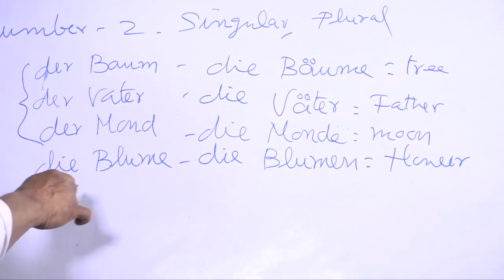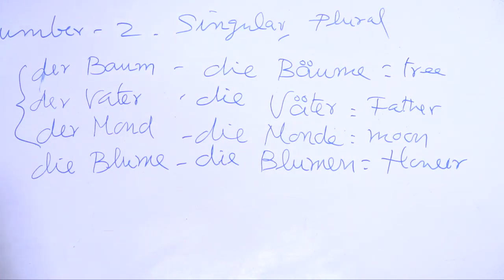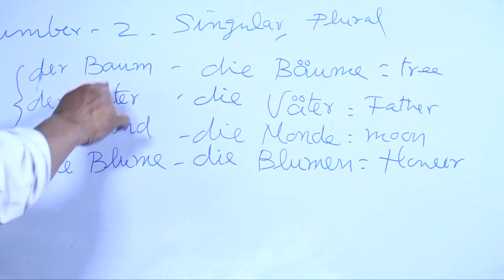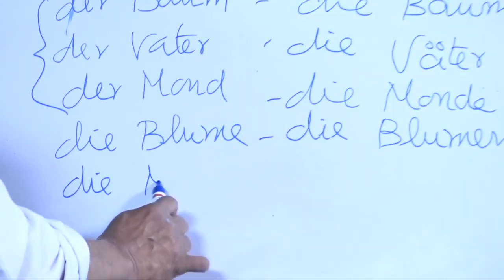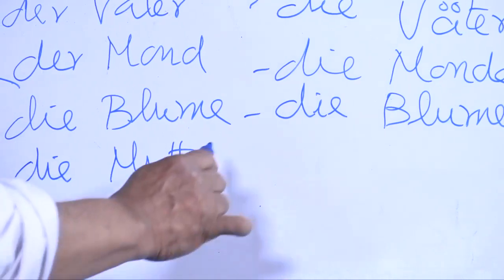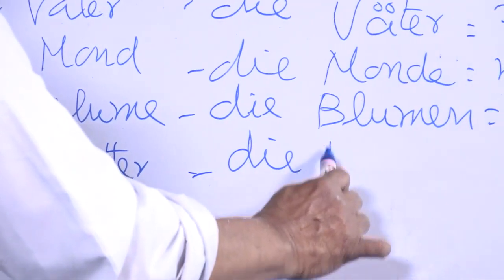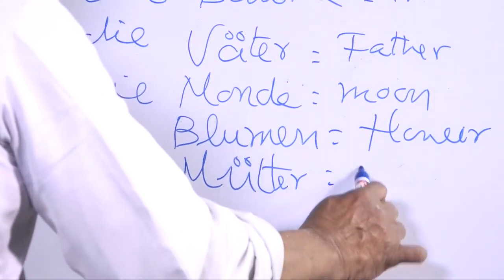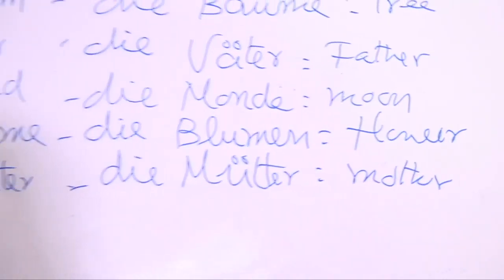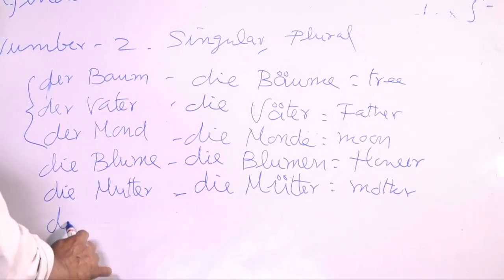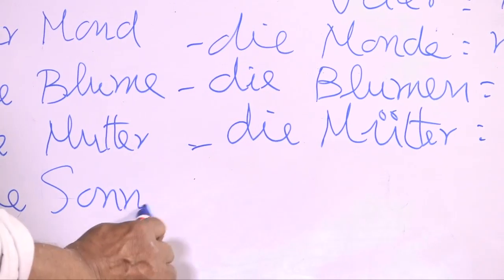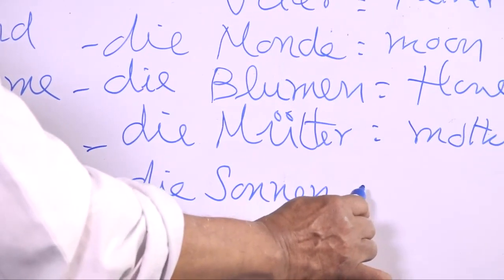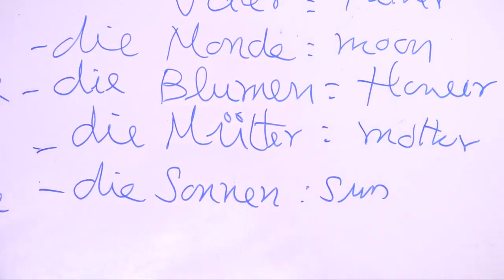So feminine article is die, plural article is also die. You don't say die, it is die, for feminine and plural. Then die Mutter, mother. And its plural is die Mütter with umlaut. Like father, mother has also umlaut. Mütter, mother. Der Mond is masculine, but die Sonne is feminine, incidentally. Die Sonne, that is sun. That is feminine.